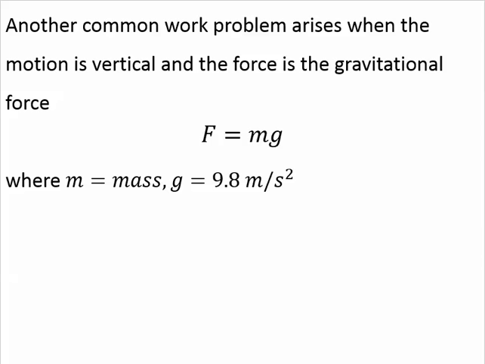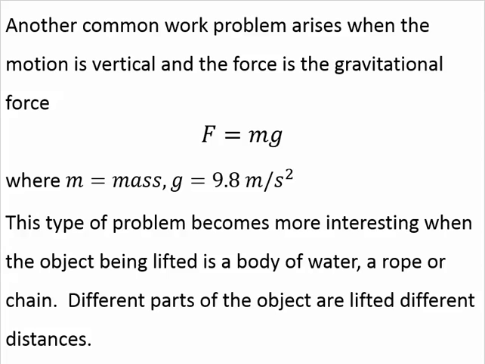Another common work problem arises when the motion is vertical and the force is the gravitational force. So force in that case will be mass times g. This type of problem becomes more interesting when the object being lifted is a body of water, a rope, or a chain, for example. Different parts of the object are lifted different distances.